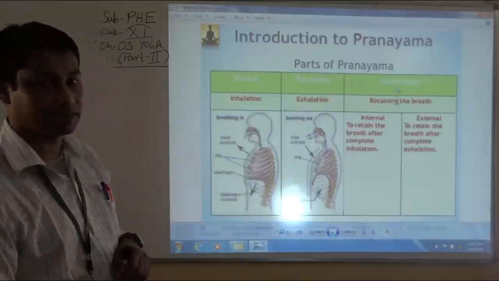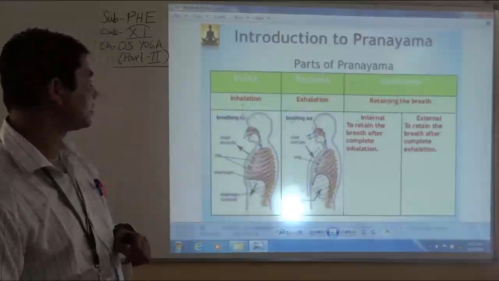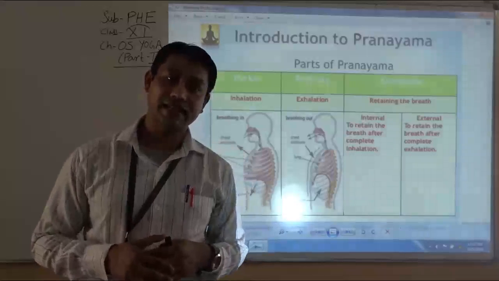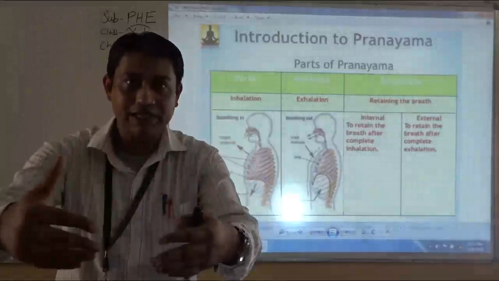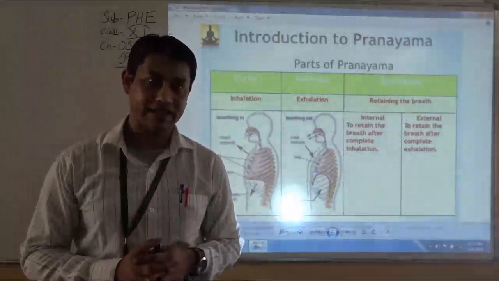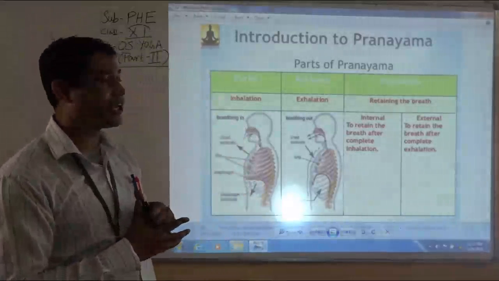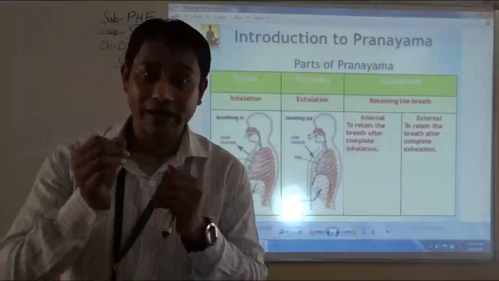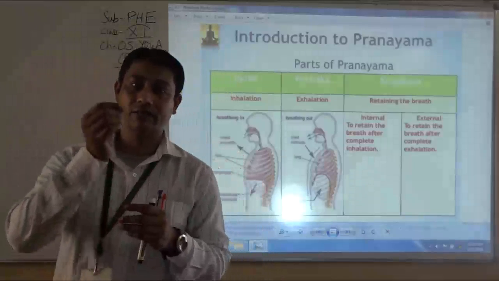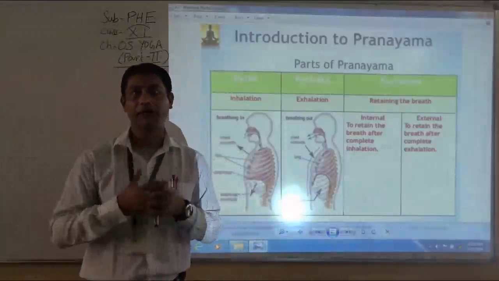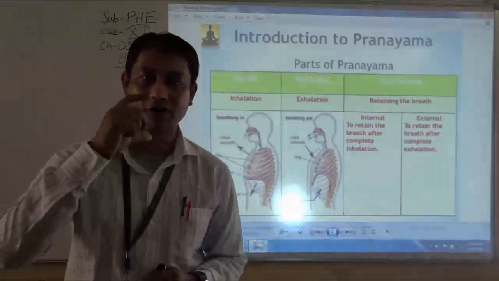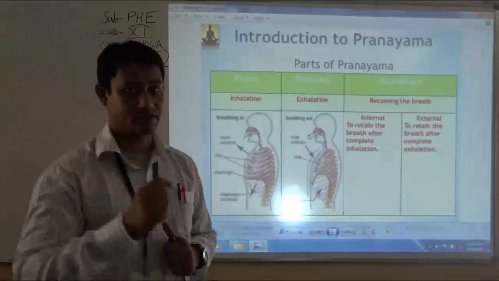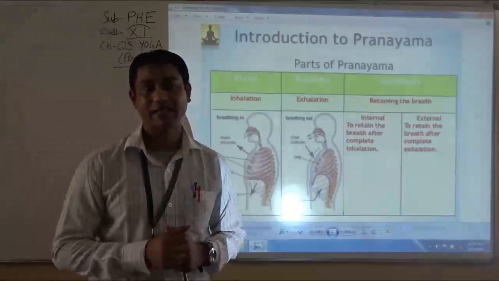So inhalation is known as puraka, exhalation is known as richaka and retaining of breath is known as kumbhaka. Inhalation means intaking of oxygen, exhalation means releasing carbon dioxide. The third one, retaining of breath, means that when we are inhaling oxygen, we retain that oxygen for a while in our body. There is a pause that occurs, students. That pause is known as retaining of breath.